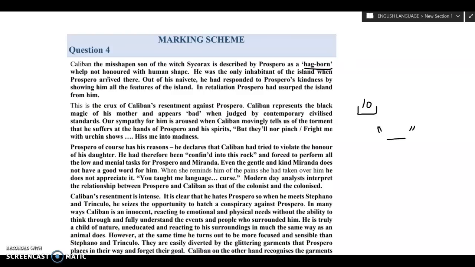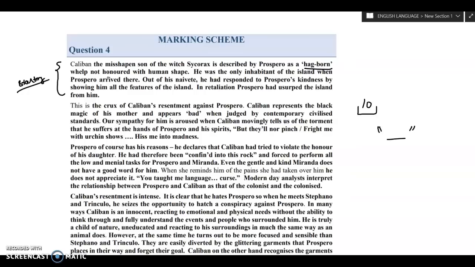"Not honored with a human shape." You very well know about Caliban, and he did all the work of Prospero. He was given a lot of tasks. He was the only inhabitant of the island when Prospero arrived there. You can see how the starting paragraph talks about Caliban, his character, right?